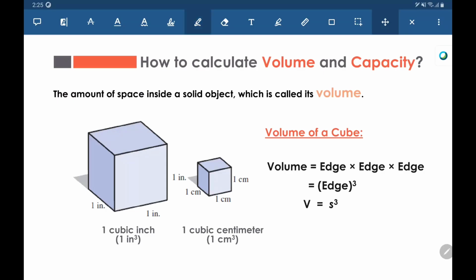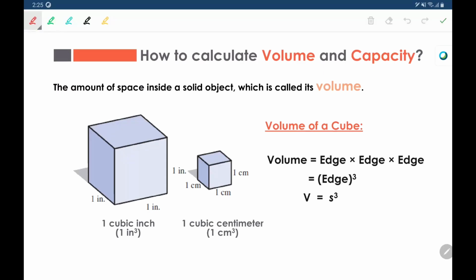And the symbol for the cubic looks like this. This is for the cubic inch and this is for the cubic centimeters. So the volume of the object means side times side times side. Since each side of the cube is the same, it can simply be the length of one side cubed.